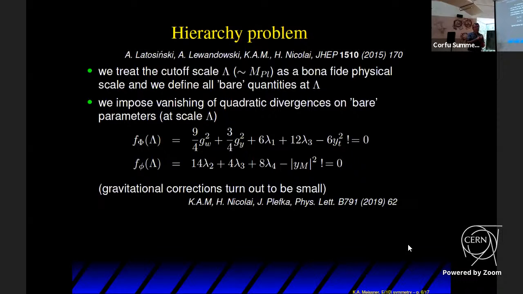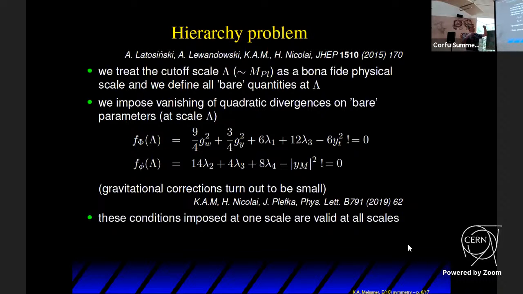That's the only parameter that breaks conformal symmetry that has quadratic divergences. Now we have 2 scalars, so we have 2 such parameters. So we calculate the coefficient in front of m squared, or in front of the quadratic divergence, and we impose them to be equal to 0 at the Planck scale. But it turns out gravitational corrections turn out to be small. That was shown in this paper before. But it turns out that once we impose them at the Planck scale, they are valid all along. So once we impose that there are no quadratic divergences at 1 scale, there are no quadratic divergences at any scale. So they run in a sense together.